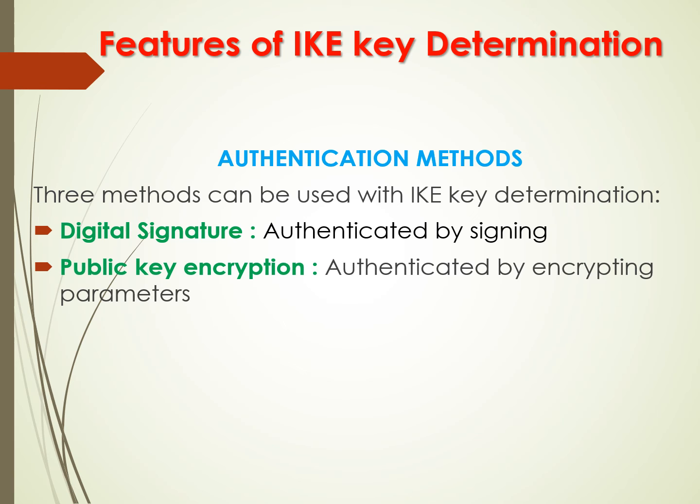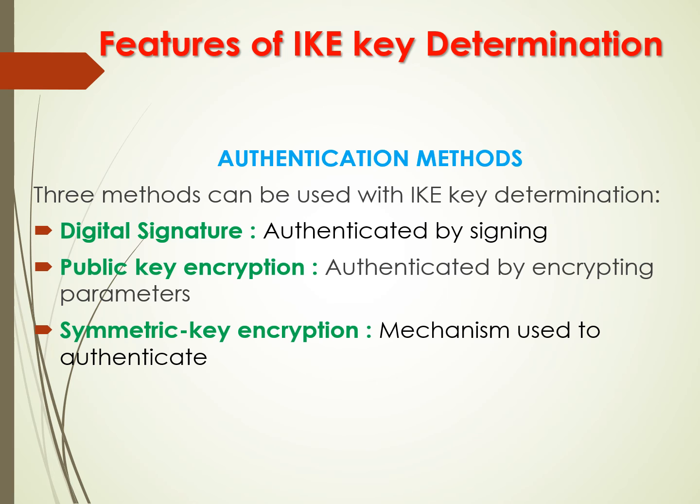The second authentication method is public key encryption, also authenticated by encrypting parameters. So also we know what is public key encryption, what is encryption. So we are performing encryption with the public key, so that is the meaning here. The exchange is authenticated by encrypting parameters such as IDs and nonces with the sender's private key. Public key will be encrypted by using the private key of the user.